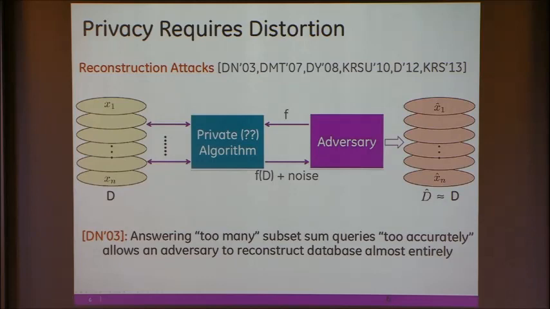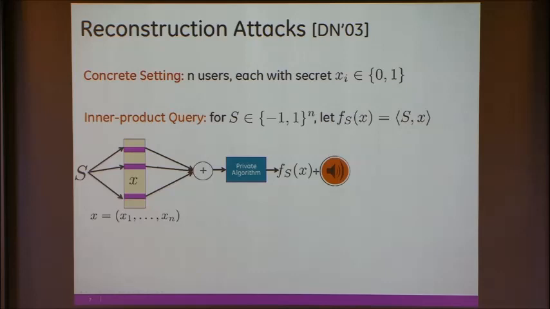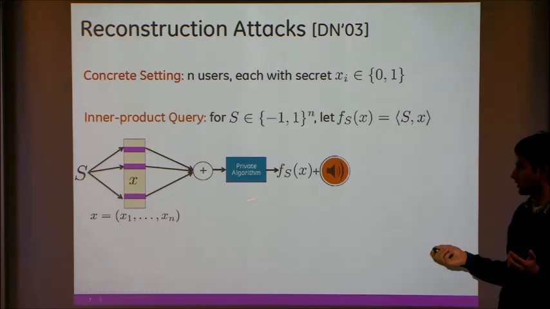So just for concreteness, let me talk about a couple of slides on the Dinur and Nissim attack to set the ground. Here's the setting that was analyzed in Dinur and Nissim and also in many of the follow-up papers. We have n users, and each user is supposed to have a secret bit, which is 0 or 1. And then we want to release an inner product query with this x. So we have some vector s, and we want to compute the inner product of s with x. Okay. So let's say there is a private algorithm that computes these inner products and releases f of x plus some noise.